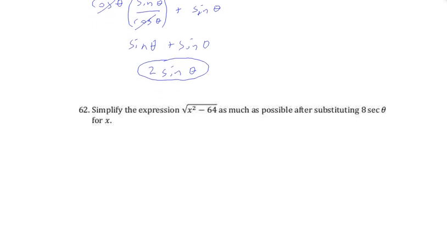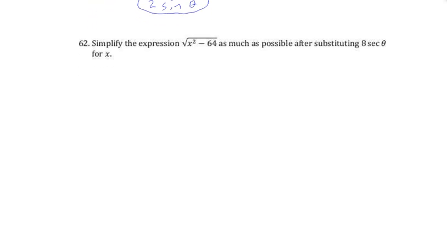Closing out our review of chapter 1 for the midterm. Simplify this expression when we substitute 8 secant theta in for x squared. So 8 secant theta is being squared, subtract 64, and take the square root of the whole thing. First, I'm going to square 8 secant theta and get 64 secant squared theta. And that is going to be minus 64.